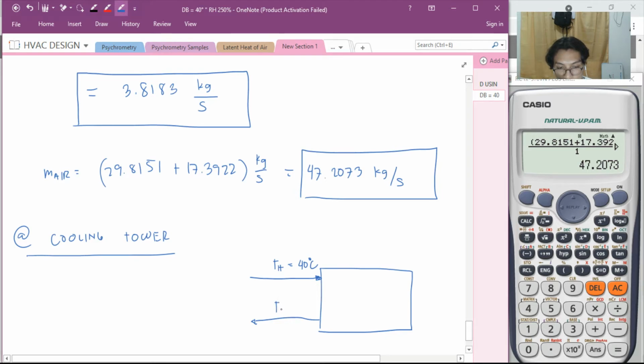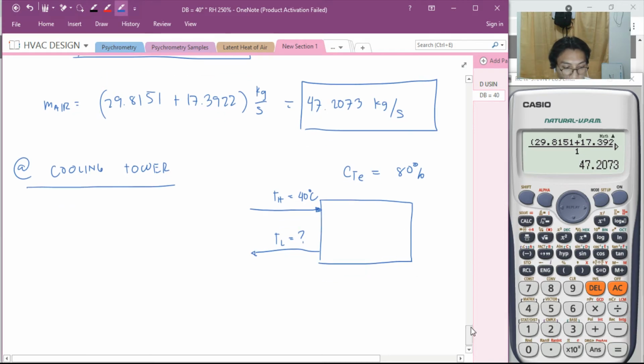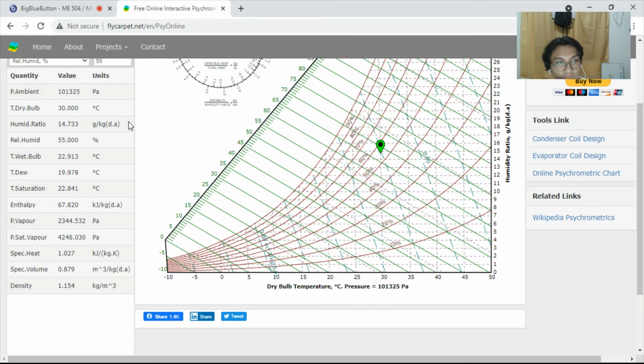Hindi natin alam si T low. Meron tayong cooling tower efficiency na 80%. Given si approach. Approach mo is 20 degrees Celsius. Sapat na yon. Okay. Hanapin natin si dry bulb temperature that is equal to 38 degrees Celsius and then wet bulb na 20 degrees Celsius. Hanapin natin yung mga points dito. Hanapin natin si W1 and then si H1. Yun lang naman kailangan natin dyan. Saan po natin hanapin? Cycle chart. 38 and 20.